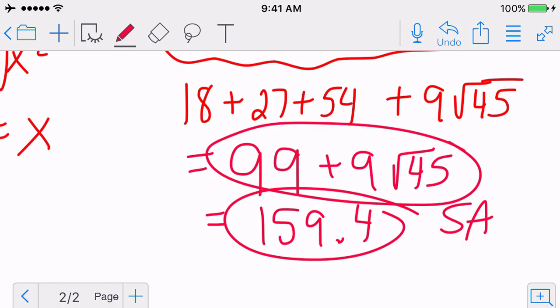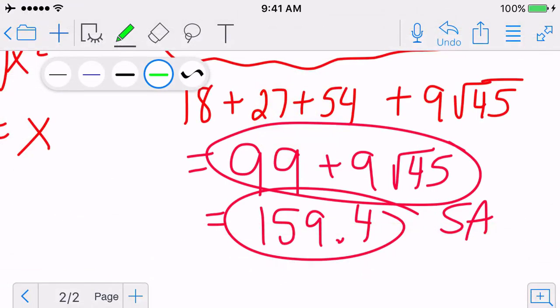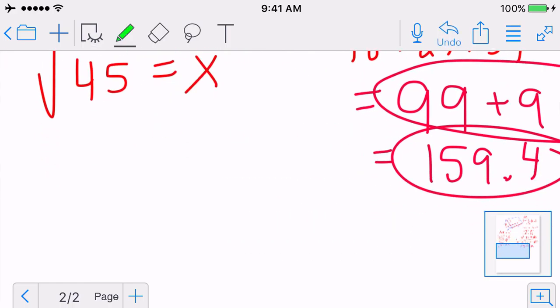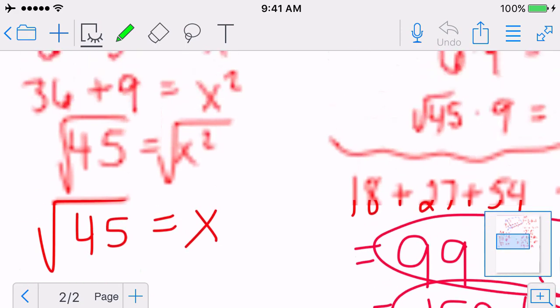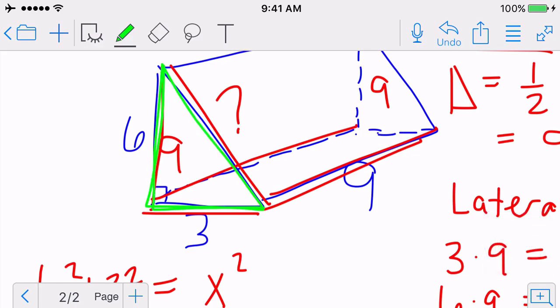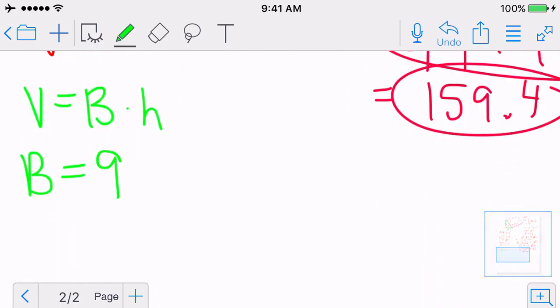Okay, so now what about the volume? Let's grab a different color here. Let's do green. So our volume, remember we need to do area of the base times the height. Well, we already got the area of the base. We know those little triangles. What do we get for those? Let's look back up here. Our bases are these triangles. So we did 1/2 base times height, 3 times 6, and we got 9 for those. So our area of the base is 9.